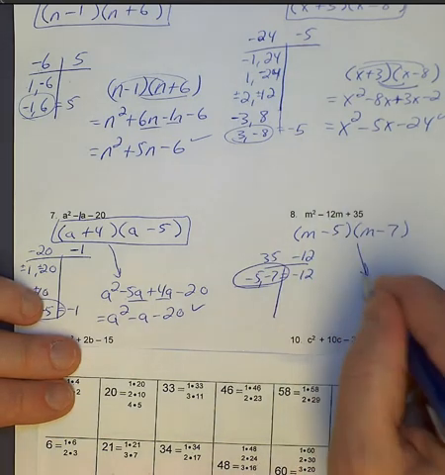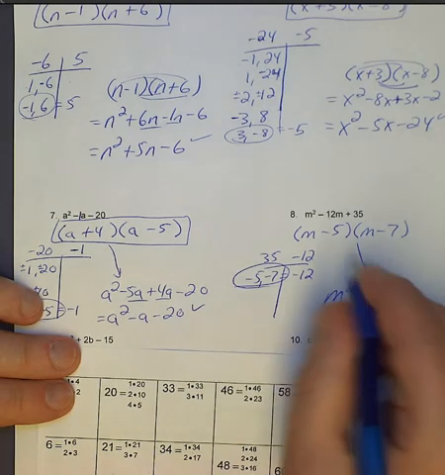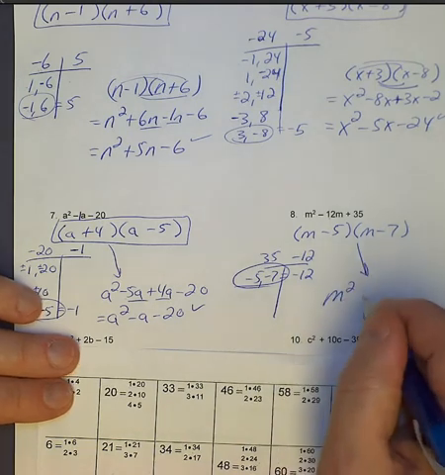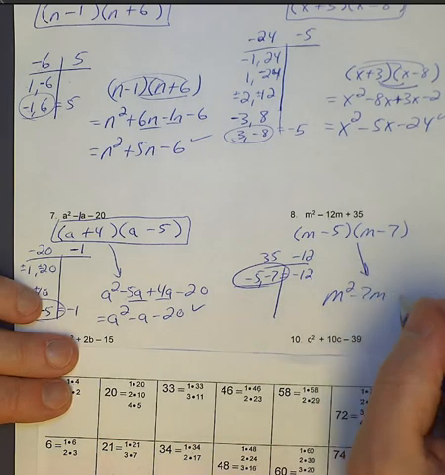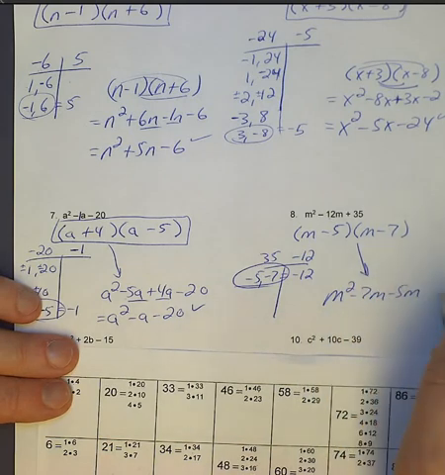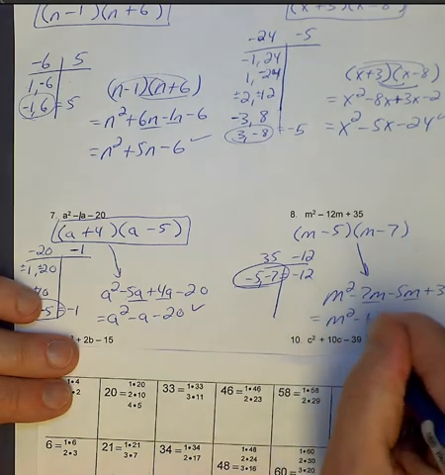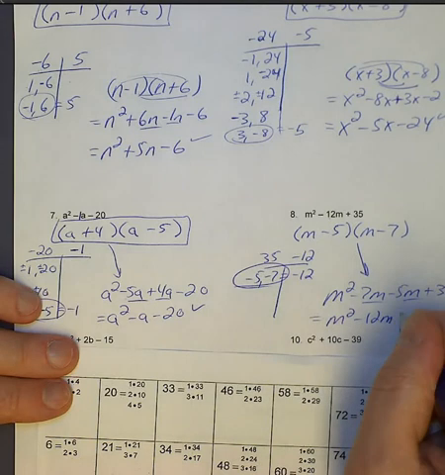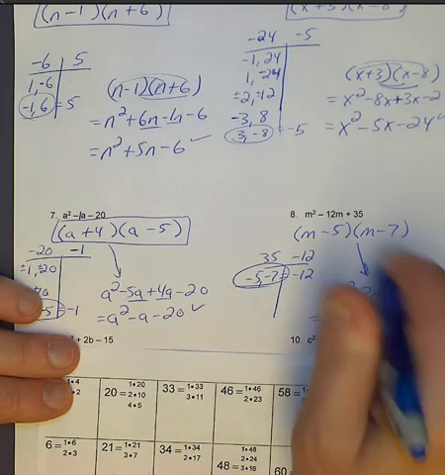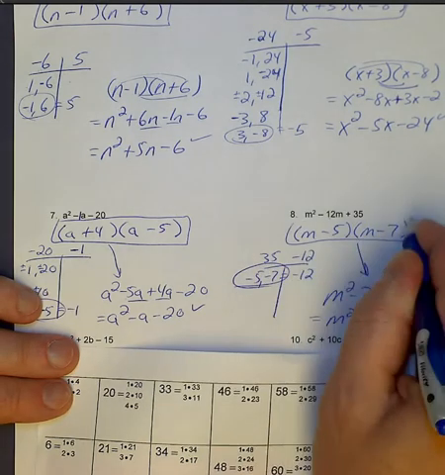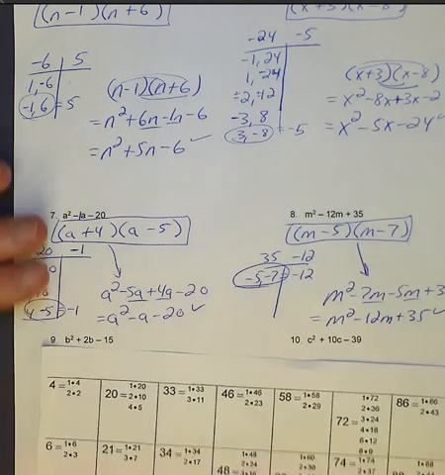I'm going to check it, saying m squared. Outside term, negative 7m. Inside, minus 5m. Plus 35. Combine my like terms, I get m squared minus 12m plus 35. That checks. Those are my binomial factors.